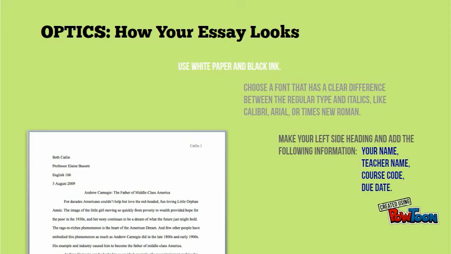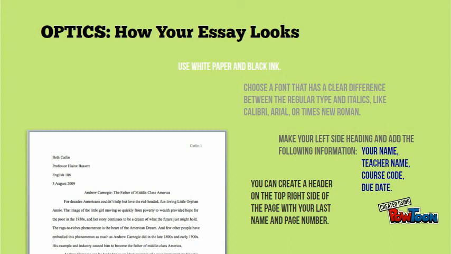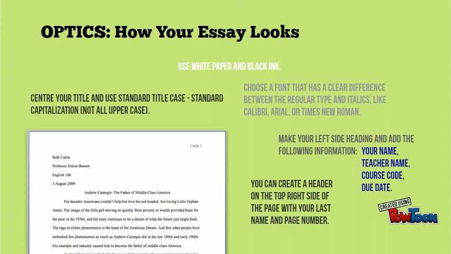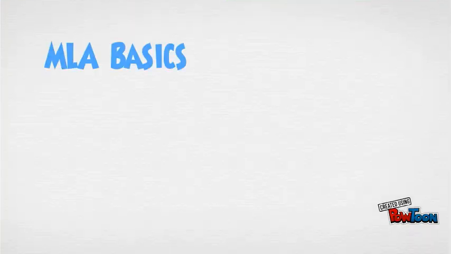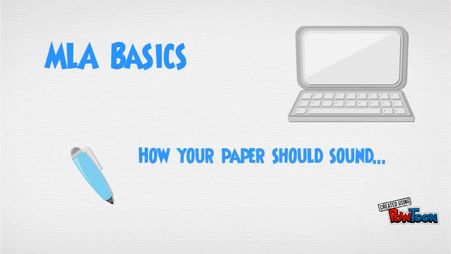Next, you need to make a header on the top right-hand side, including your last name and the page number. Sometimes you may need to omit this on the first page, but subsequent pages have to have it. Center the title of your paper and use standard title case, not all uppercase or all bold or italics. Don't format the title.